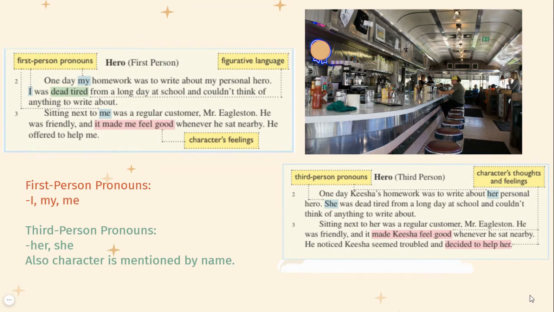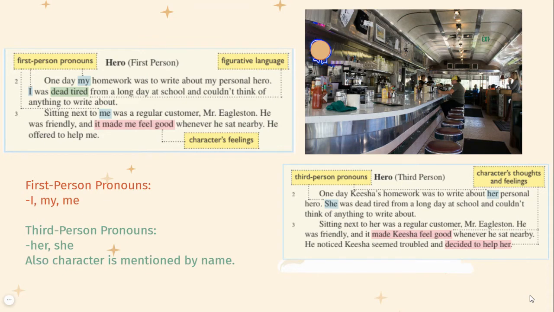Look at the highlighted pronouns in the third-person version of hero. The narrator refers to the character by name and uses the pronouns her and she. Is the narrator a character in the story? No. The story is told from a third-person point of view. In the third-person point of view, a narrator can reveal the feelings and thoughts of more than one character.